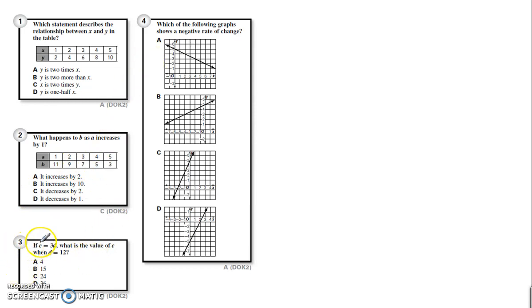Number 3, if C is 3D and D is 12, put 12 in there, 3 times 12 is 36. Okay, a negative rate of change. Remember that we read a graph from left to right. So if you're reading from left to right, just like you read text, which one is going down? The only one that's going down is A.